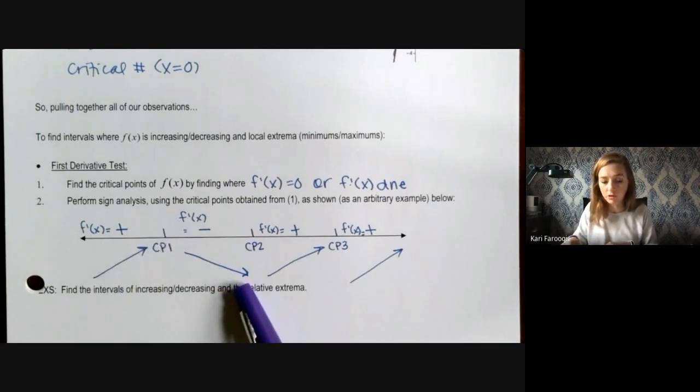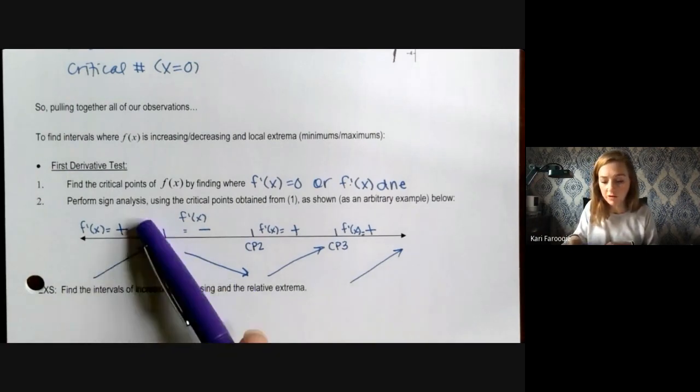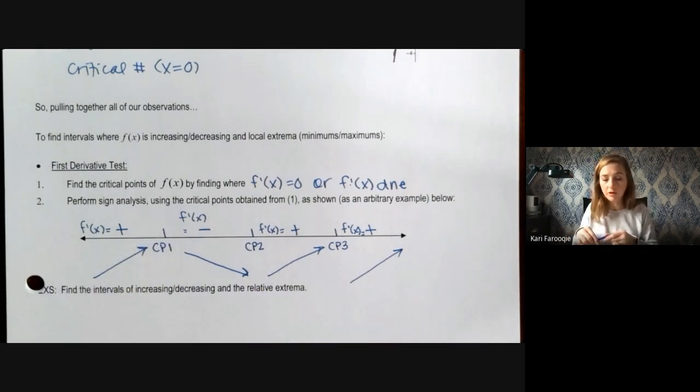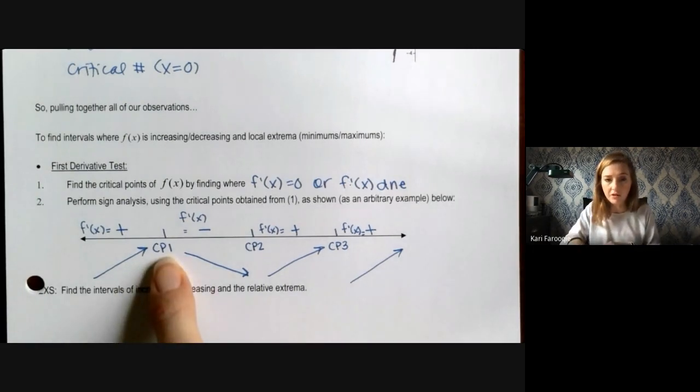Now, you could make a conclusion if your function went from increasing to decreasing. That means that your derivative or your slopes went from positive to negative. In between there, you had a critical number. So you could make a conclusion at that point that this critical number, CP1, represents the x value for a relative max.